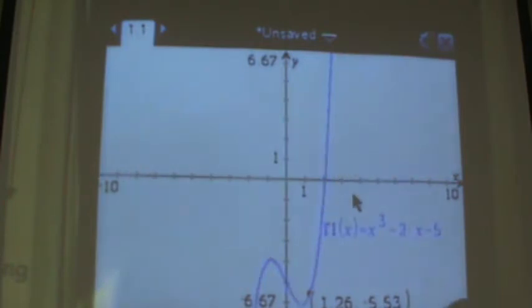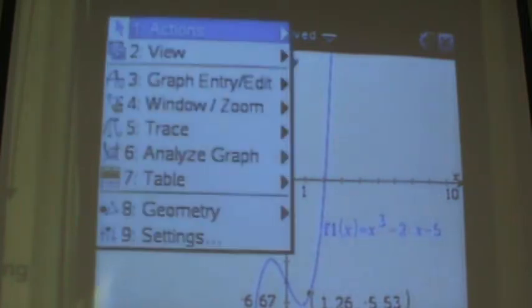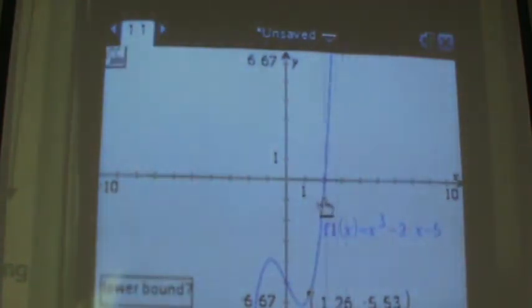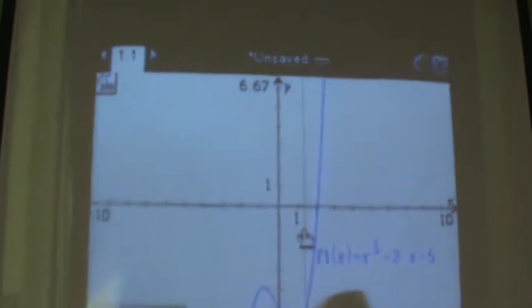Try it again. So you're taking the x, so the 1.26. Menu, analyze graph, min. Oh, you know what? I typed in a different equation. Yes, you did. I did. What do you guys have on your paper? X cubed minus 2x. Does everybody have that? My graph looks like that.